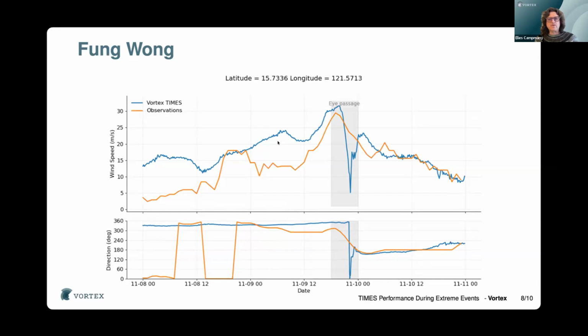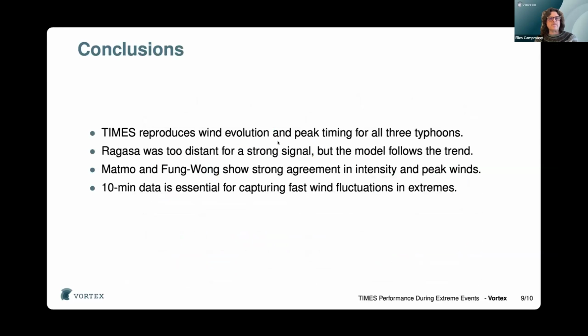So to sum up, here are some conclusions: TIMES reproduces the wind evolution, both the peak timing and the peak magnitude of the three typhoons. Ragasa was far north, so there is not such a strong signal, but you can still see that the model follows the trend. And for Mad-mo and Fung Wong, they agree both in intensity and peak winds. We can also see that the 10-minute data is essential for capturing wind fluctuation and extreme events. So TIMES is also very suitable for this kind of event.